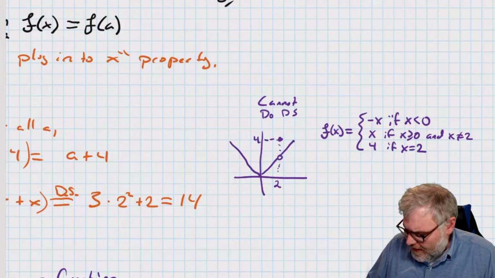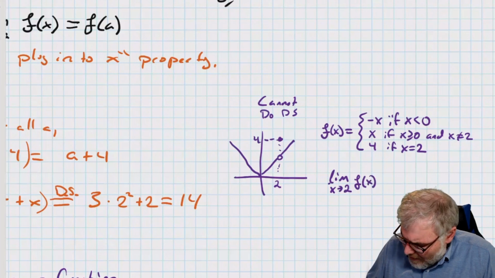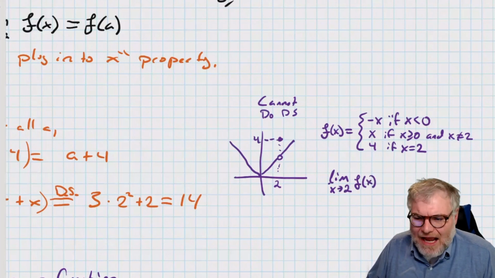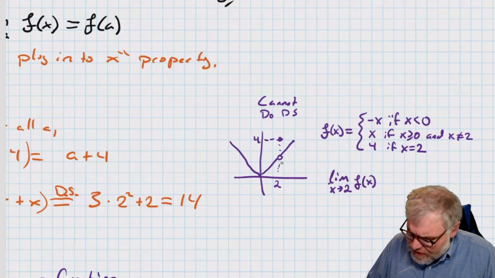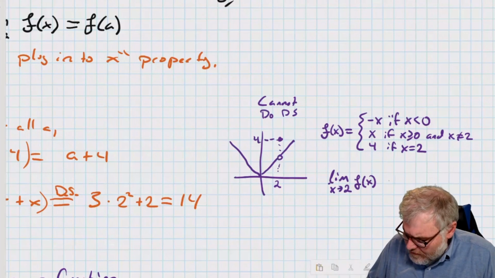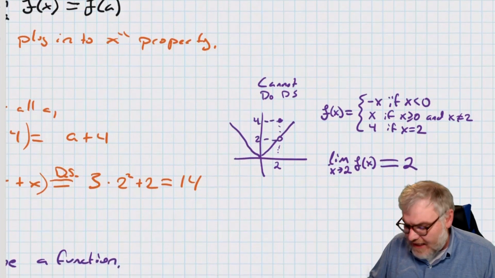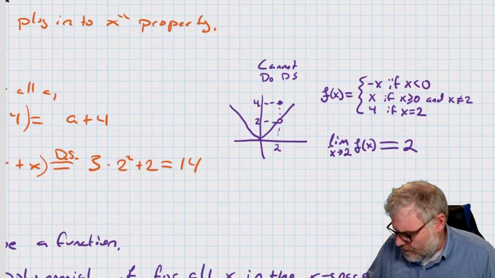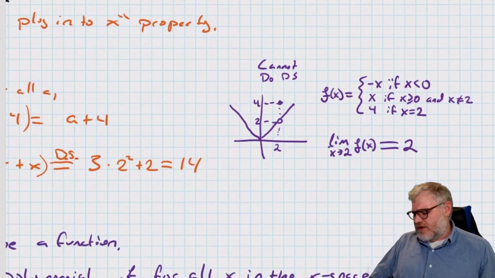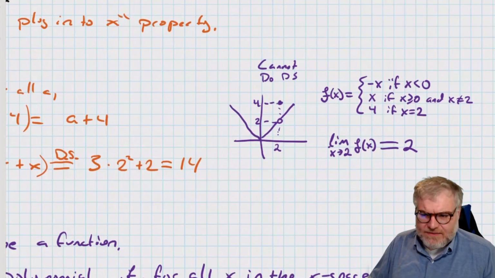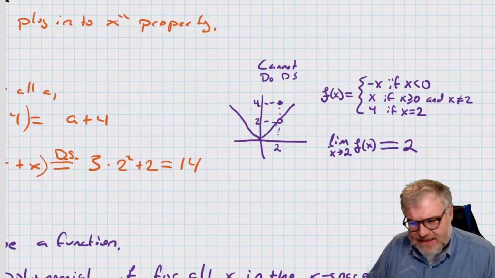And so if I want the limit as x goes to 2 of f of x here, I want to talk about what happens around 2. Not what happens at 2, but what's going on around 2. And around 2, the answer is 2. Around 2, this function is 2. Okay, not at 2, but around 2, right? So this is not equal to 4, so I cannot do direct substitution on a function that has this. It's got a little jump in it.